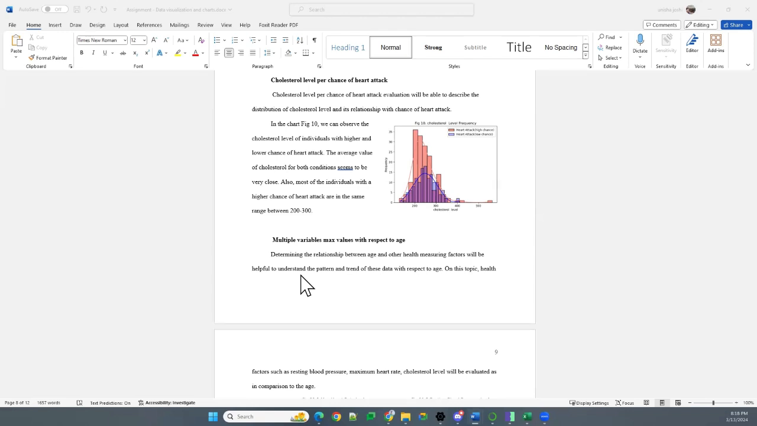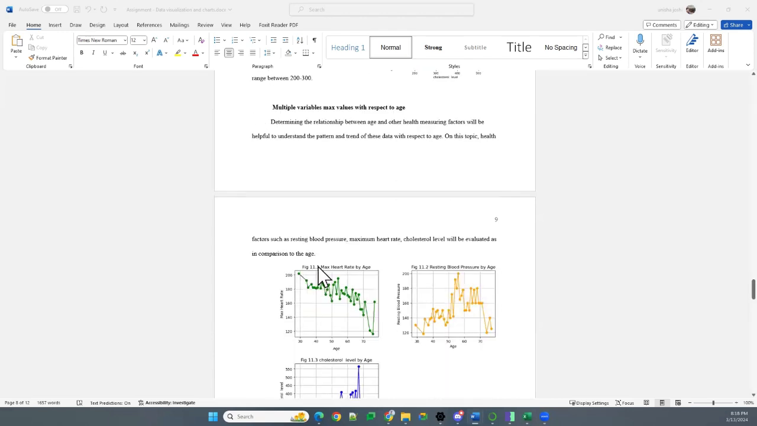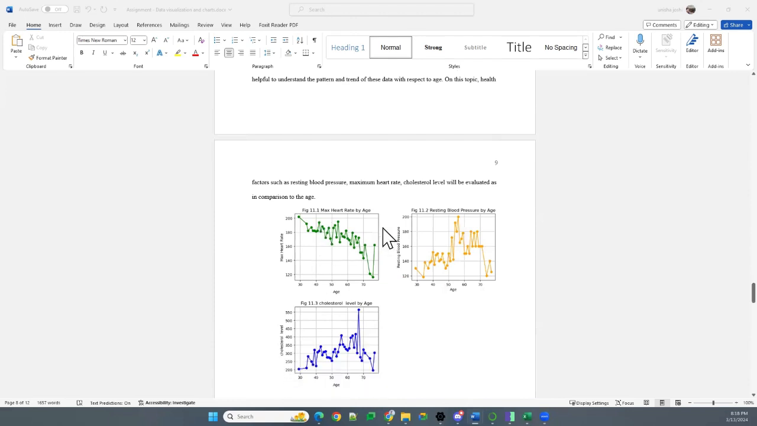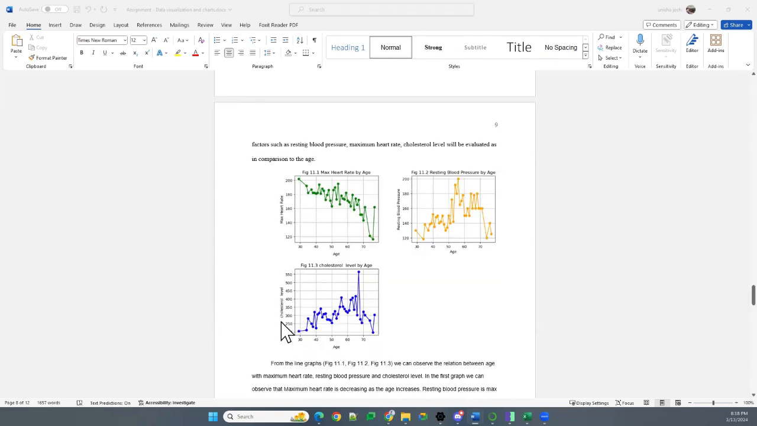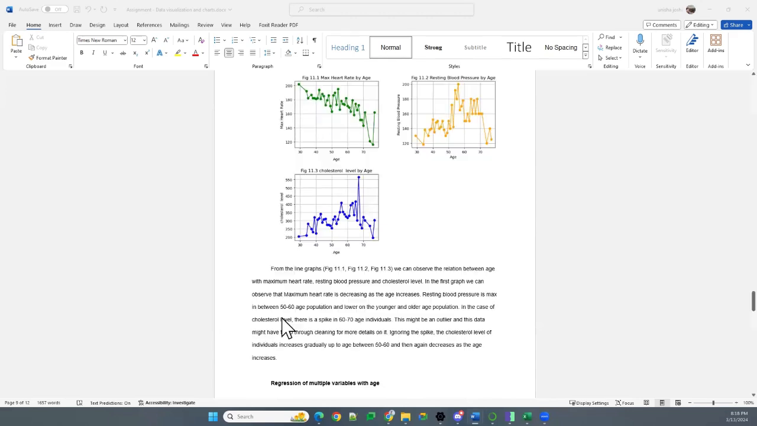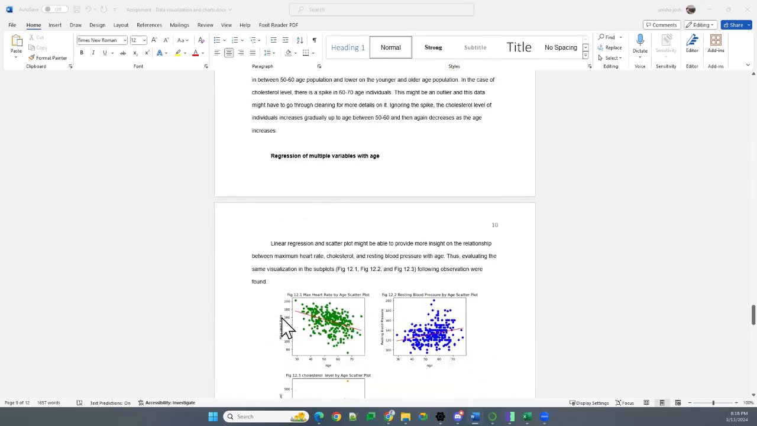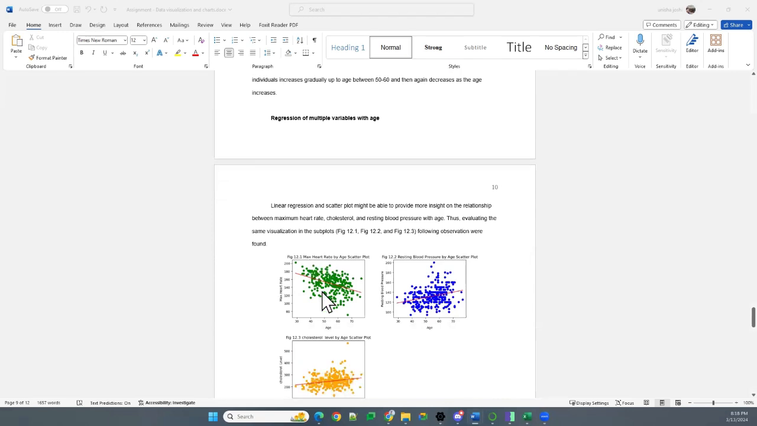Now let's see the relationship of these variables with age. Firstly, I plotted a line chart to determine the relationship between age and maximum heart rate, age and resting blood pressure, and age and cholesterol level. To get more visualization on this data, I have created a scatter plot with a regression line for all of these same variables.